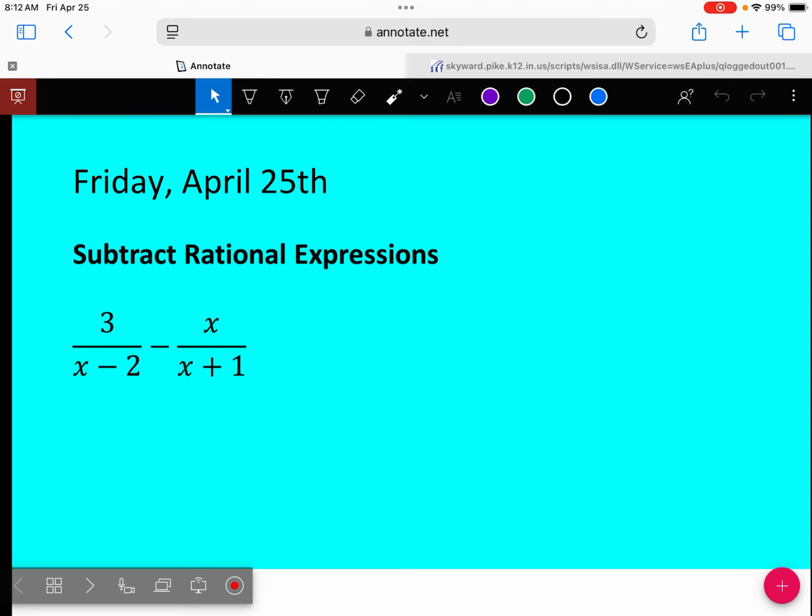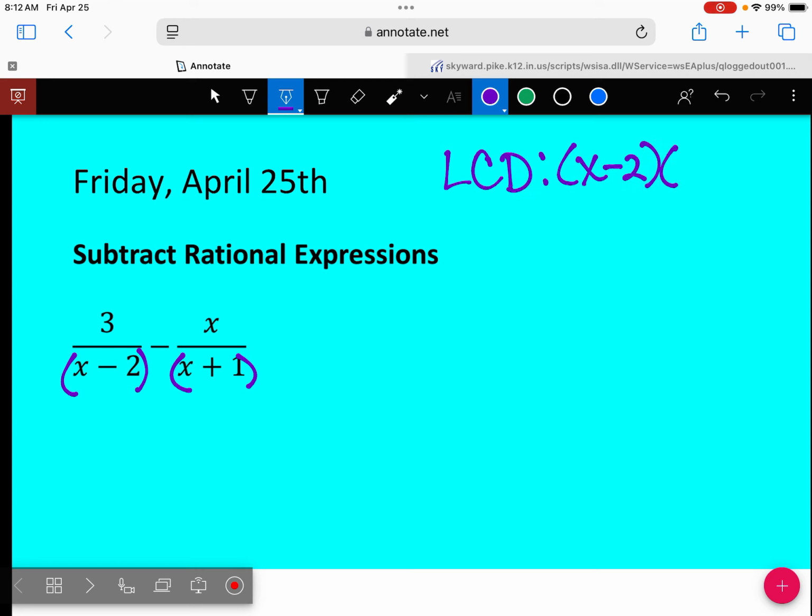So in order to add or subtract fractions, you need to have a common denominator. Can you see? Am I blocking you? You can see? Okay. You need to have a common denominator. So my LCD is going to be both of these factors. So I need to make sure that my answer has both fractions. That's my LCD. LCD stands for least common denominator.